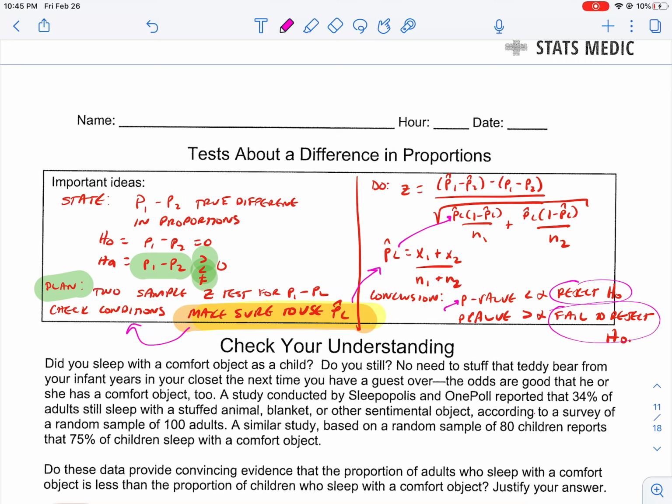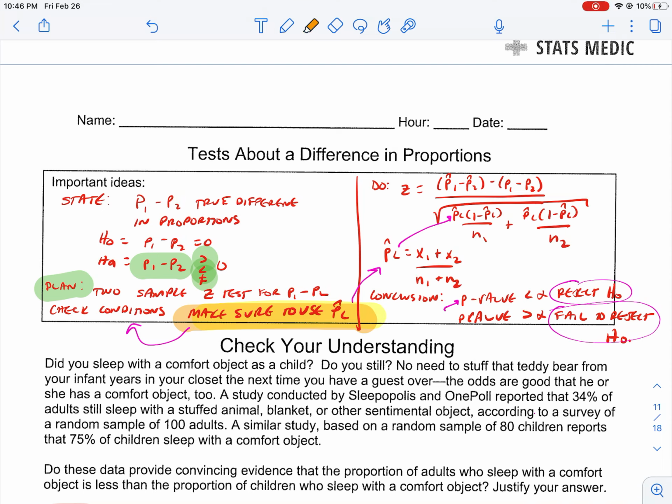Here's the check your understanding prompt. Did you sleep with a comfort object as a child? Do you still? No need to stuff that teddy bear from your infant years into your closet the next time you have a guest over. The odds are good that he or she has a comfort object too. A study conducted by Sleepopolis and OnePoll reported that 34% of adults still sleep with a stuffed animal, blanket, or other sentimental object. According to a survey, a random sample of 100 adults, a similar study based on a random sample of 80 children reports that 75% of children.